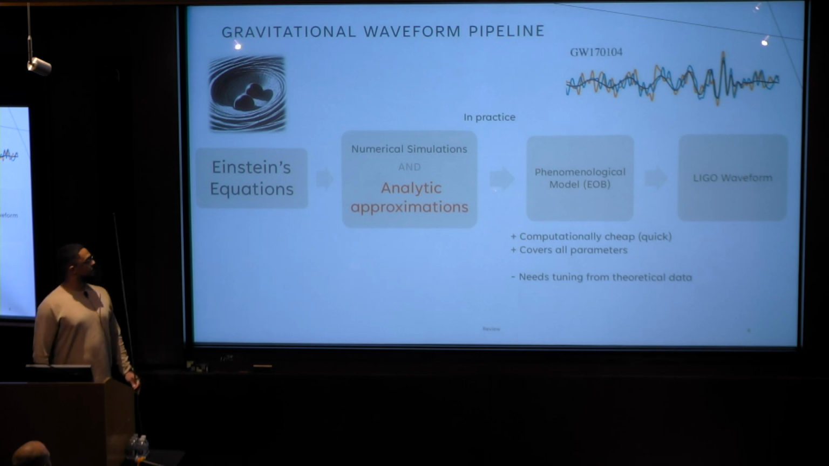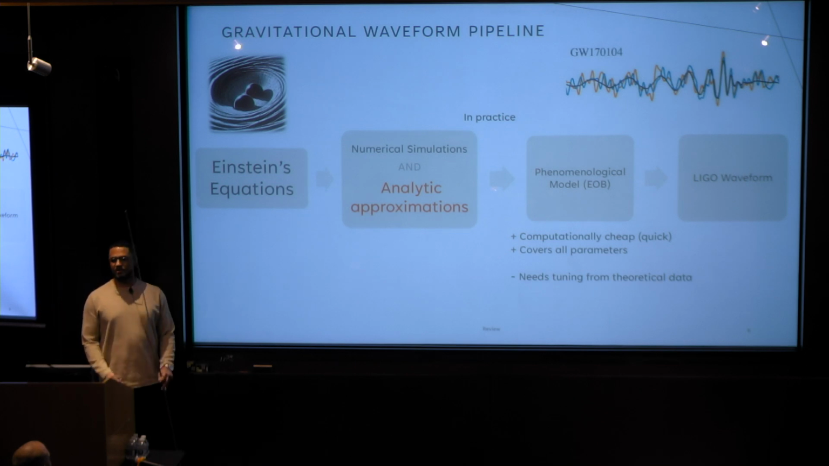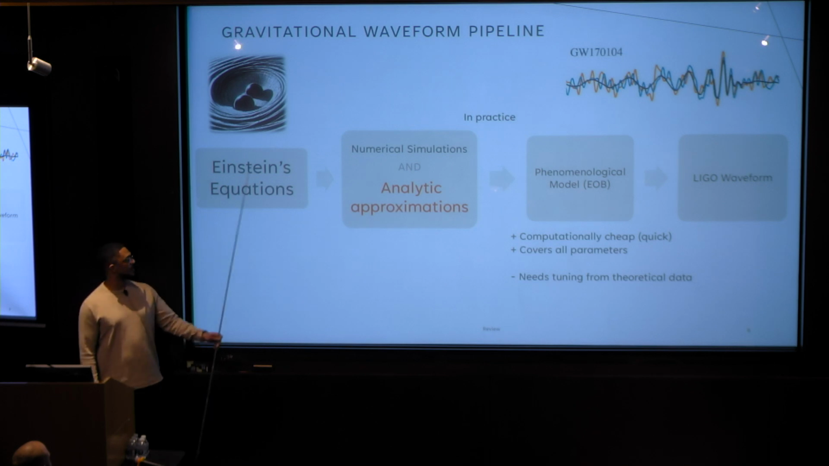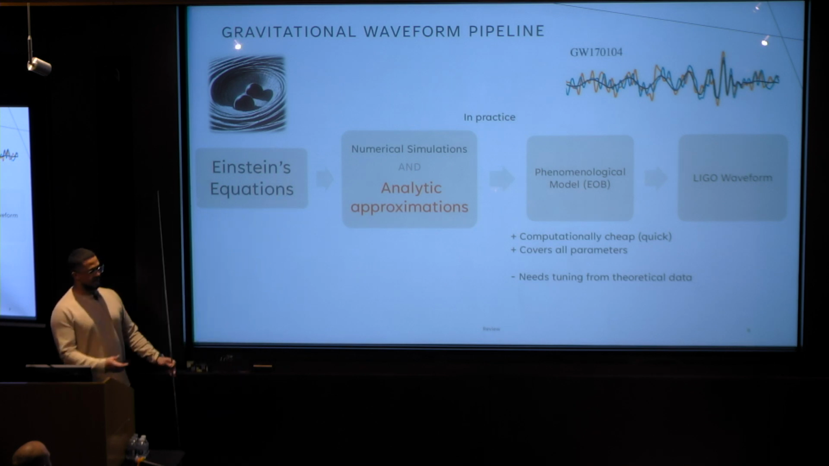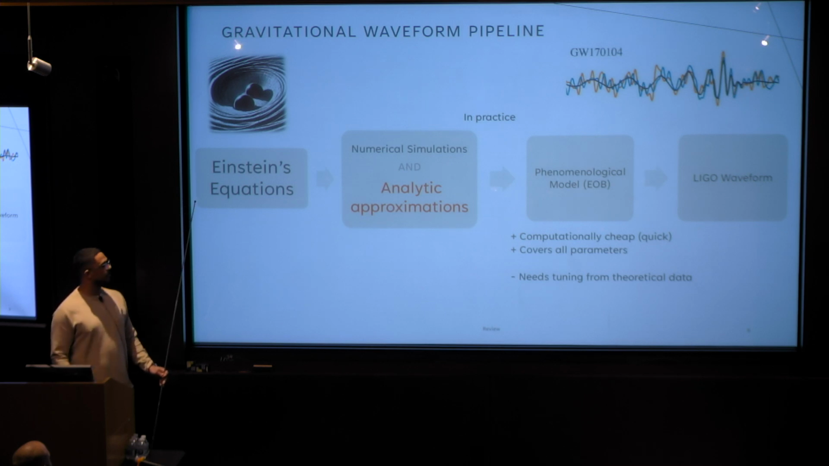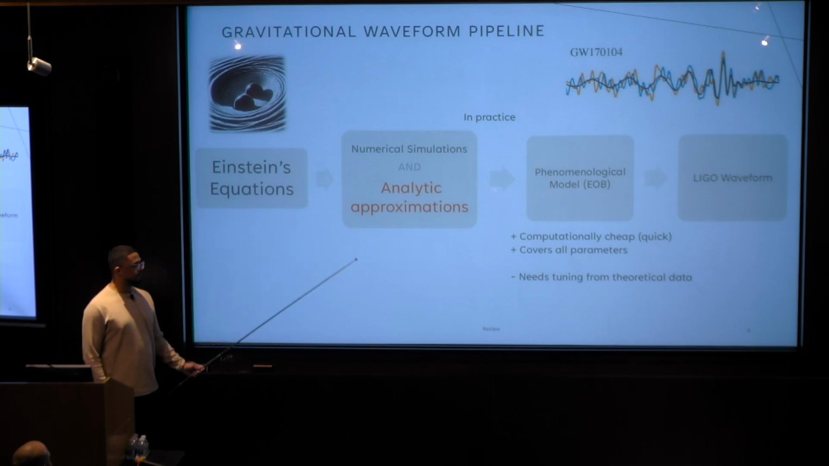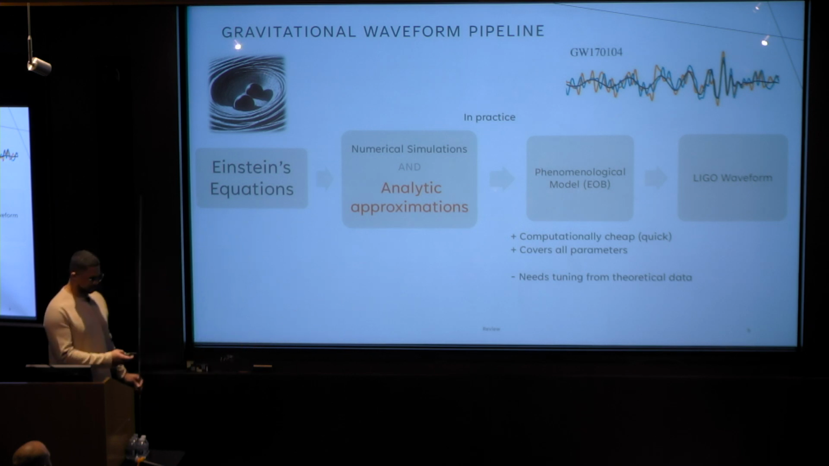What you do is you inform these phenomenological models, which have a bunch of tunable parameters, with things you know from NR and things you know from perturbation theory. You then have a model which is very quick and powerful, and it can, in principle, cover a wide parameter space. But it needs tuning.